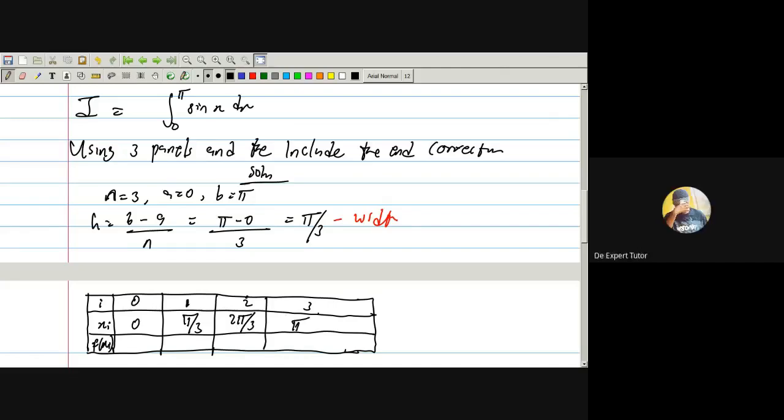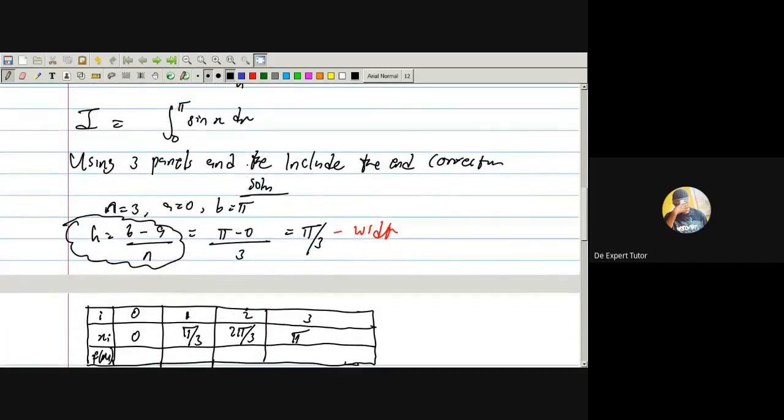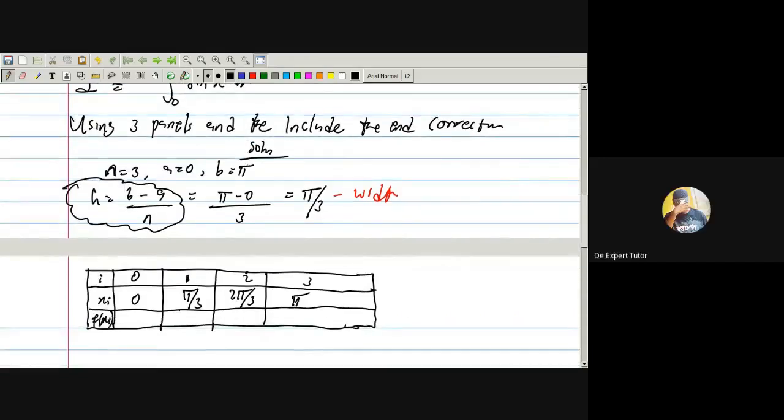Exactly. So that's why, if they don't give you n, they might give you the width. So just take note that this is the formula relating them. So the width will be telling you the distance between one x and the other x. In fact, you even know the number of columns you are going to draw. Next one, f of x. Remember that our function is sine x. What is sine 0? 0. What's sine pi over 3?